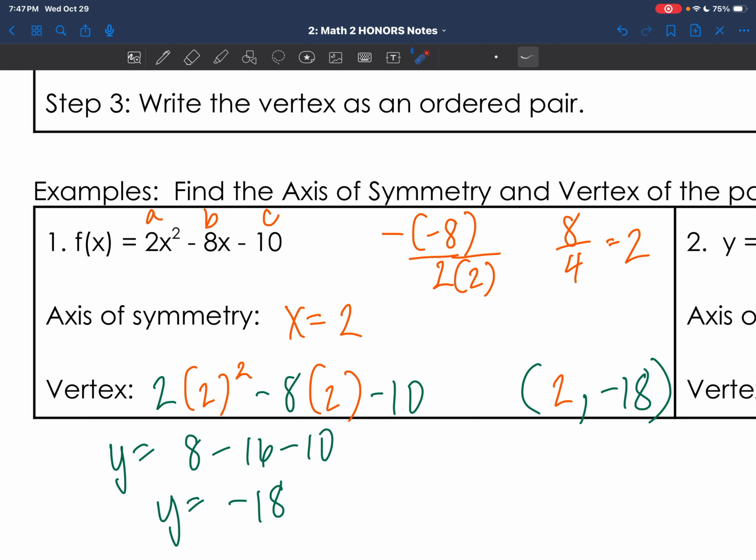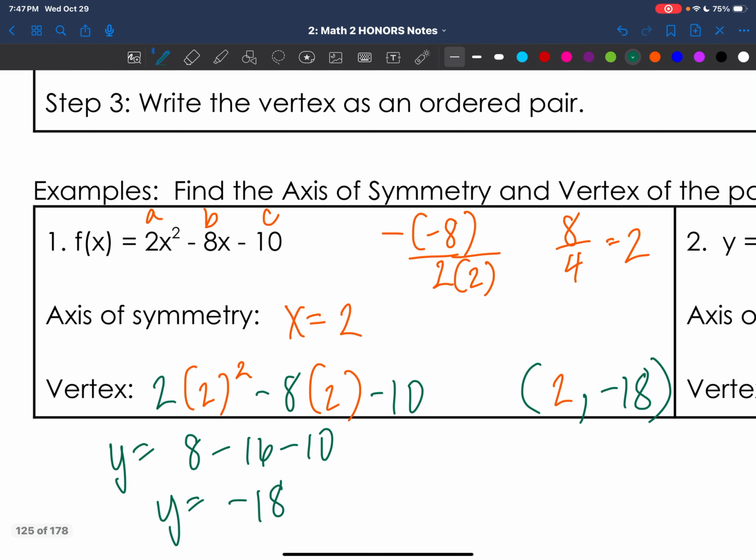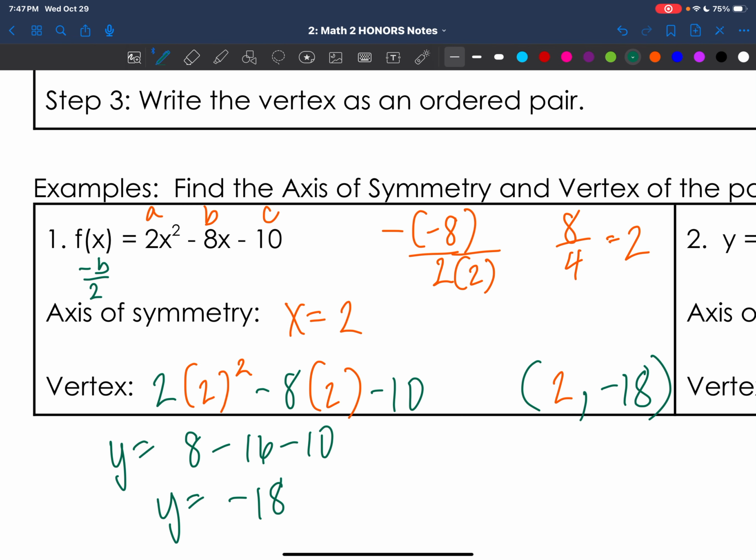Now first, label. So I did A, B, C. So I have those points labeled. And then now I'm going to do my -b over 2a. And I substituted in b here. Don't forget that negative out front, over 2 times a here. So I ended up getting x equals 2. So if you notice, that goes right there for my vertex.